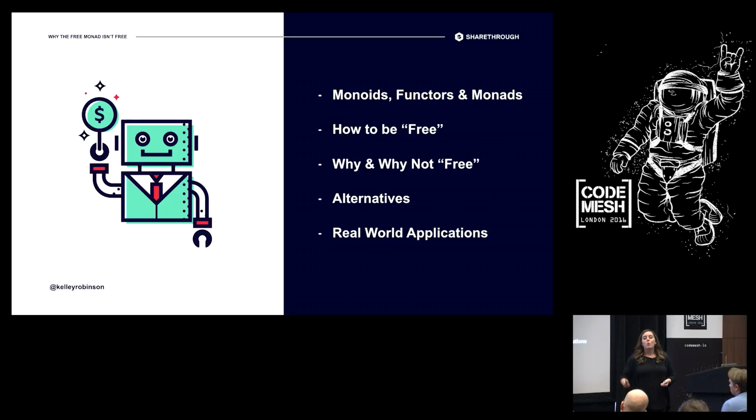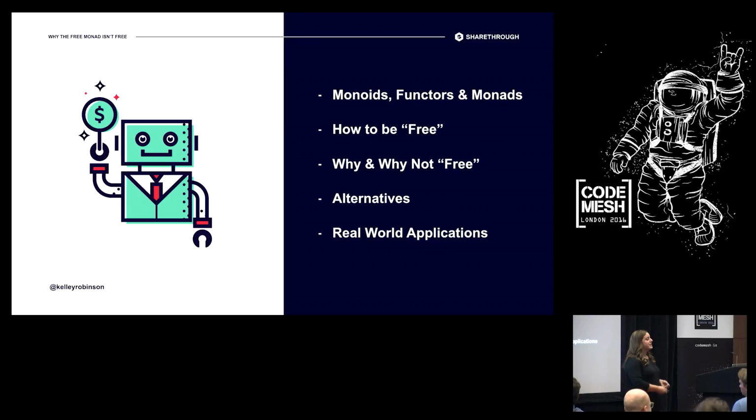So before we talk about why it's not free, we're going to talk about what a free monad is. And in order to do that, we are going to explain monads using monoids and functors. And then we're going to get into what it means to be free, why you might use some of these abstractions, and then maybe why you shouldn't. If you're not going to use them, what are the alternatives available to you? And finally, some of the applications people are using of this stuff in the real world.